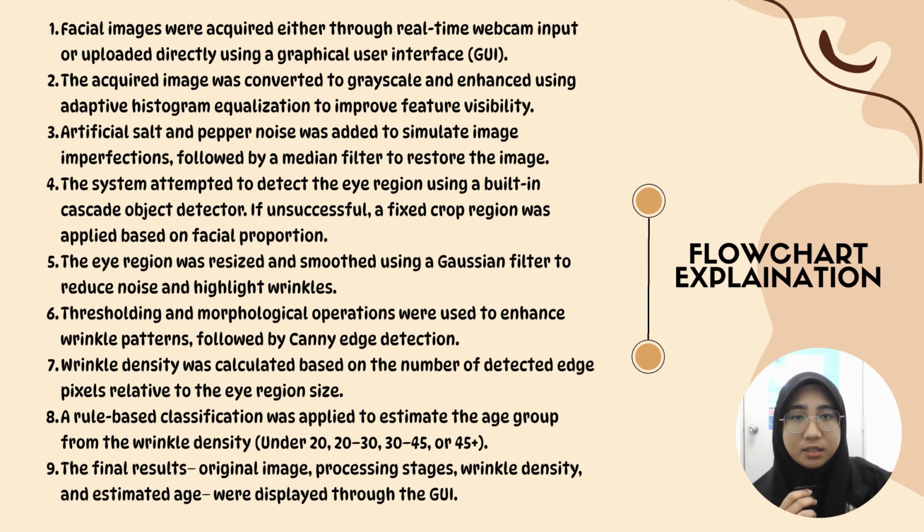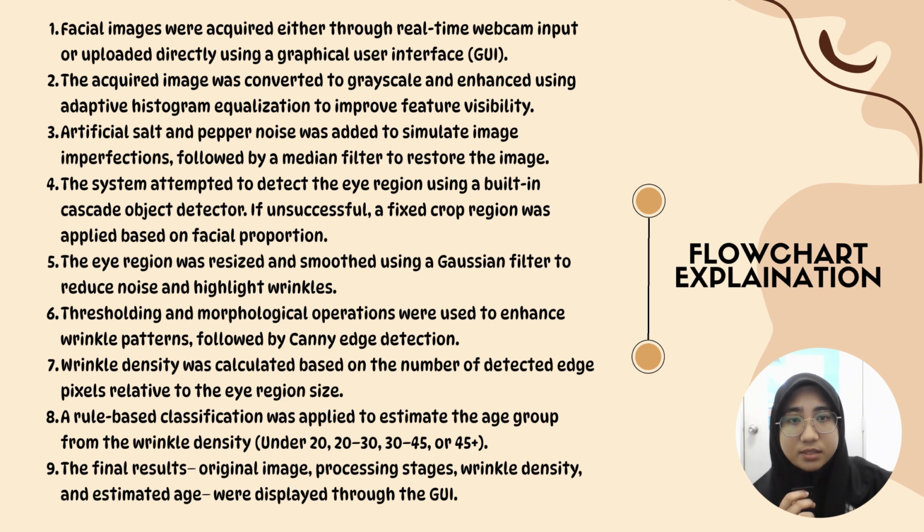First, users can either take a photo using a webcam or upload an image through our simple interface. The image is then converted to grayscale to make processing easier. We enhance the image using histogram equalization to bring out more details. Next, we add artificial salt and pepper noise to simulate real-world imperfections, and then we clean it using a median filter. After that, the system tries to detect the eye region using a built-in eye detector.